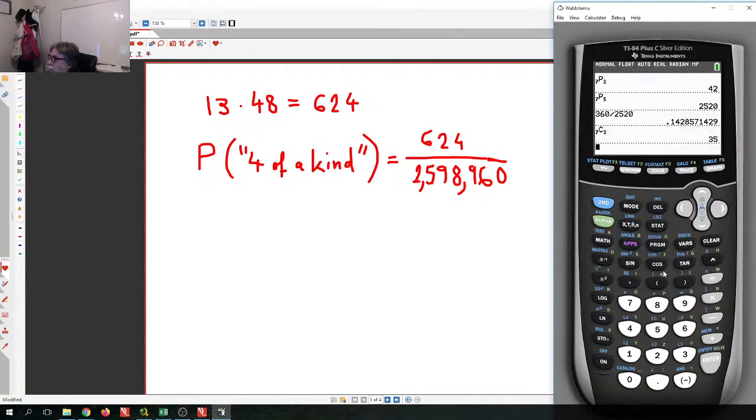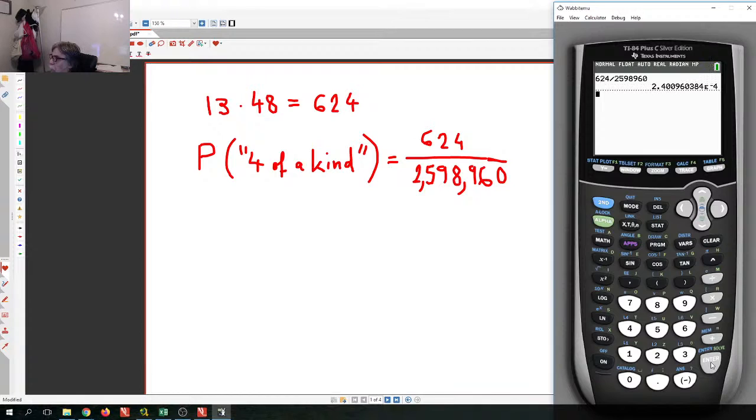I'm dividing. I didn't turn the calculator on. All right, so let me try again. So 624 divided by 2,598,960. The number is so big that I forgot what it is.